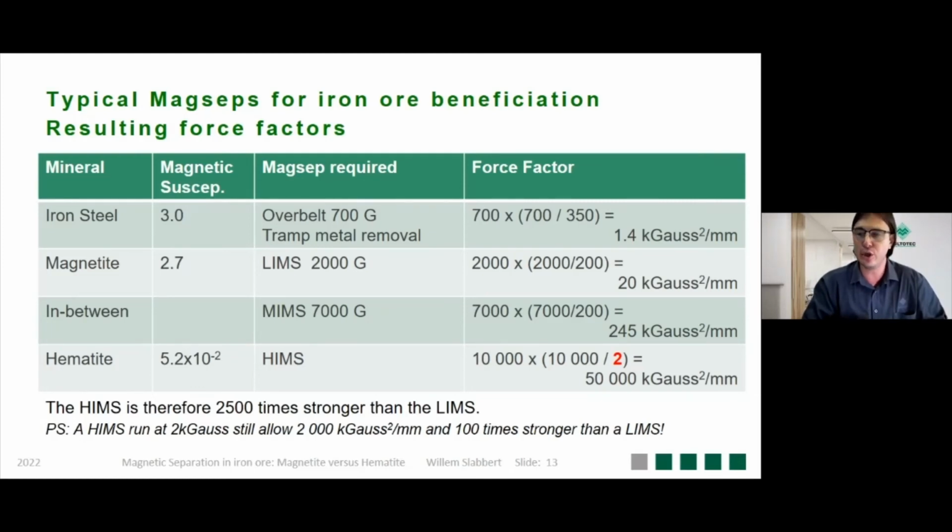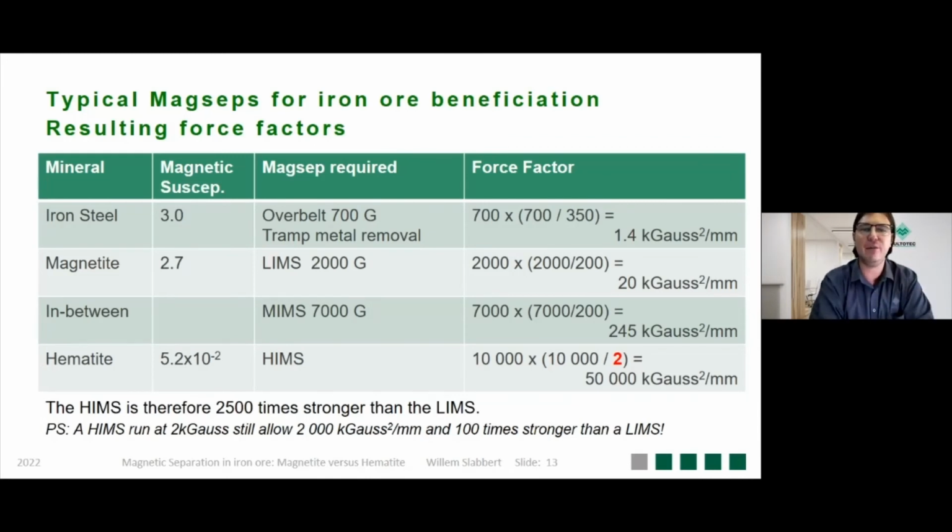So we can draw two conclusions from the calculation of this force factor. The first one is that high intensity magnetic separators are 2,500 times stronger on the force factor than a low intensity magsep. For the untrained eye, moving from a 2000 Gauss LIMS to a 10,000 Gauss HIMS would result in a factor of 5 times stronger. But actually the magnetic force experienced by the particle from the force factor is 2,500 times stronger.